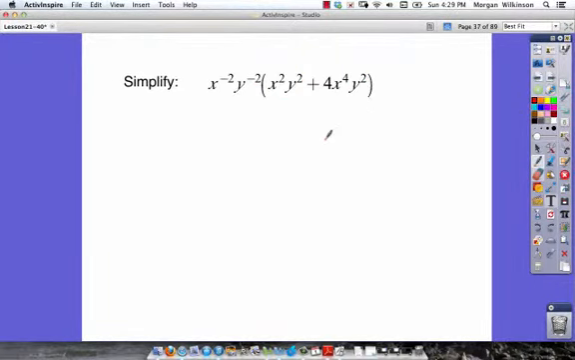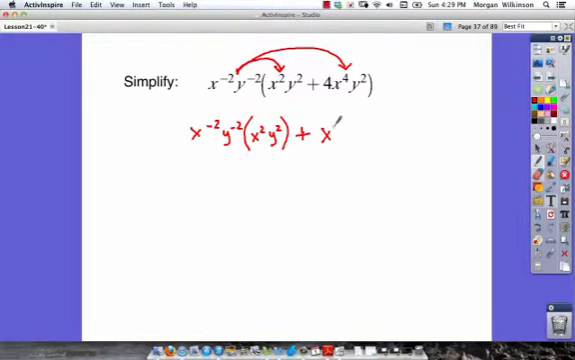Now here, again, we have something that looks pretty complicated. We're going to make it look pretty simple by using our distributive property. So we're going to multiply our term on the outside times our two terms within the parentheses. We're going to get x to the negative second, y to the negative second, times x squared, y squared. We could put this in parentheses, we don't have to. Plus, because we've got the plus sign, x to the negative second, y to the negative second again, times 4 x to the fourth, y squared.